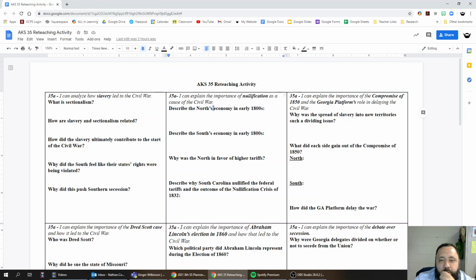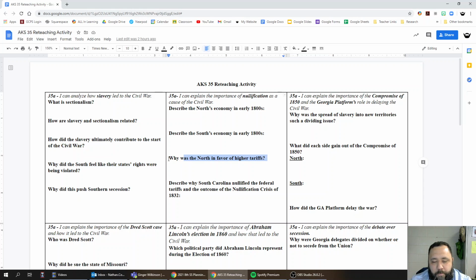All right, describe the North's economy in the early 1800s. Really, it's industrialized, so there are factories and manufacturing. The South's economy during the early 1800s is agrarian. It's based on agriculture.